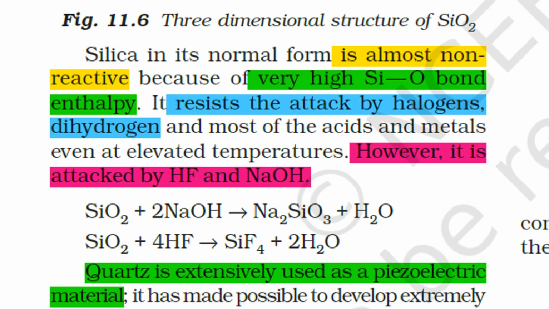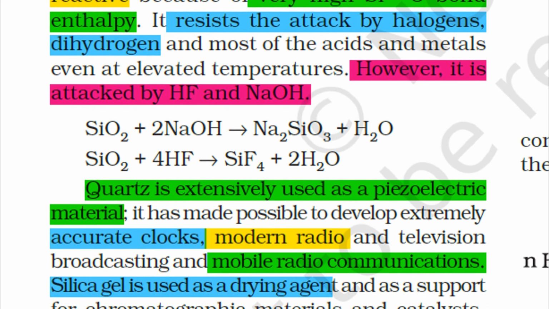Next, silica in its normal form is almost non-reactive because of the very high silicon-oxygen bond enthalpy. It resists the attack by halogens, dihydrogen, and most of the acids and metals, even at elevated temperature. However, it is attacked by HF, hydrogen fluoride, and NaOH, sodium hydroxide. So you can see these reactions here. SiO2 plus 2NaOH gives rise to Na2SiO3 plus H2O, and the second one is SiO2 plus 4HF gives SiF4 plus 2H2O.